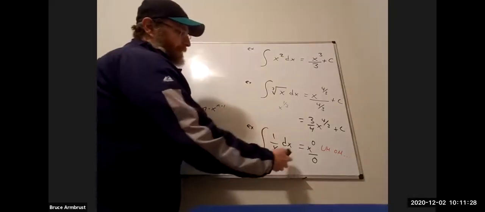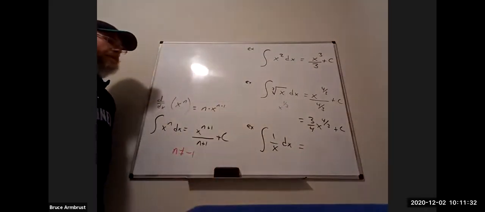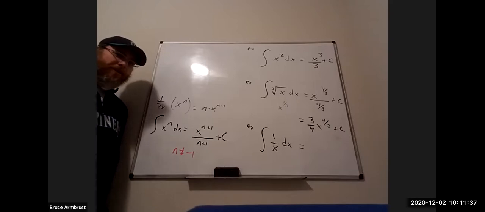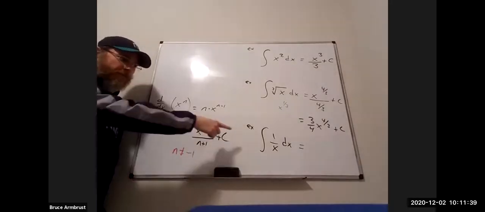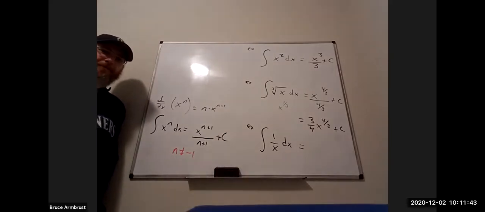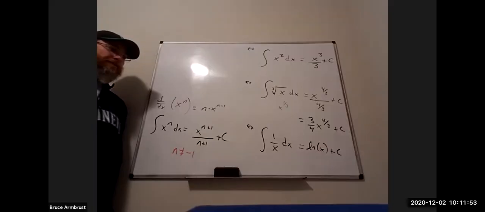Okay, so, I can't use that. Oh, but this is trickeration. What function gives us derivative of 1 over x? You already know this. In fact, natural log. I asked you to do this earlier. This is the natural log of x plus c.